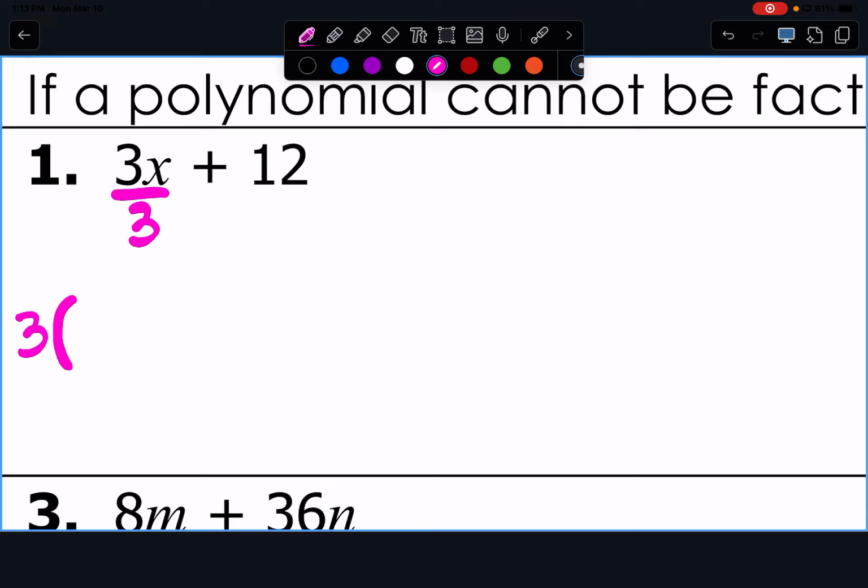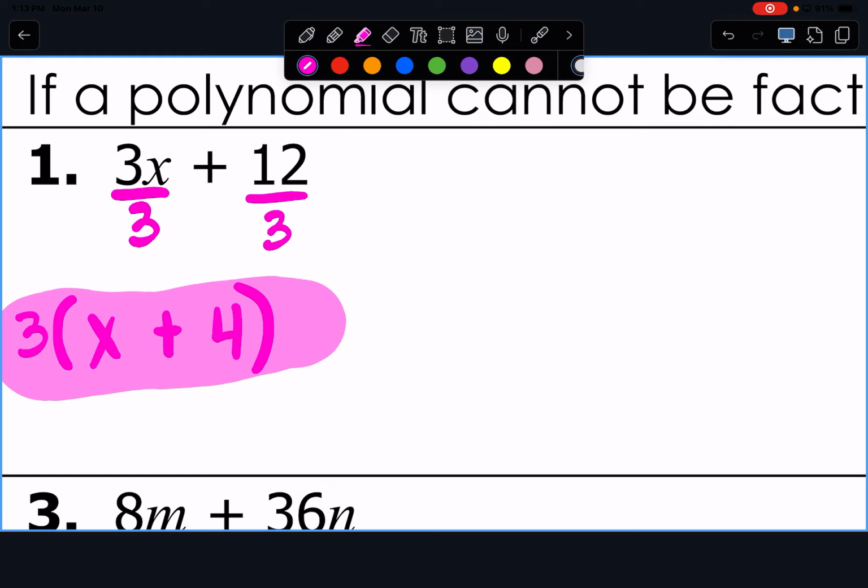What is 3x divided by 3? What is 12 divided by 3? And since it's positive, you put a plus. And that is our answer. That's all you've got to do.